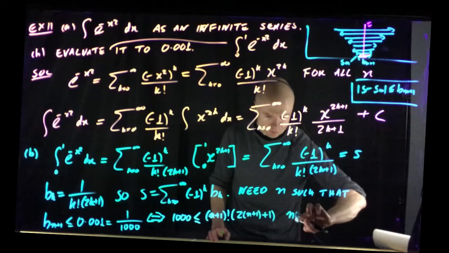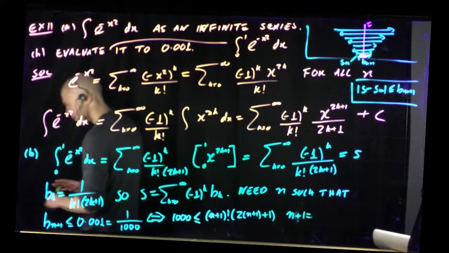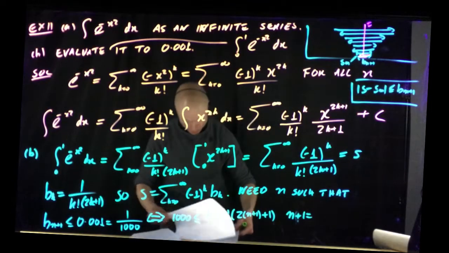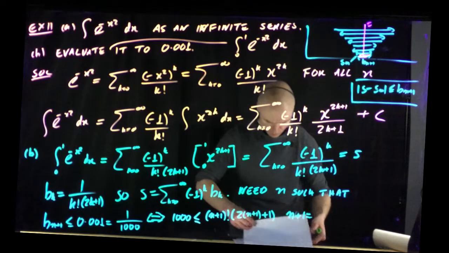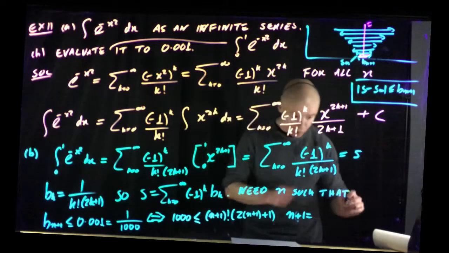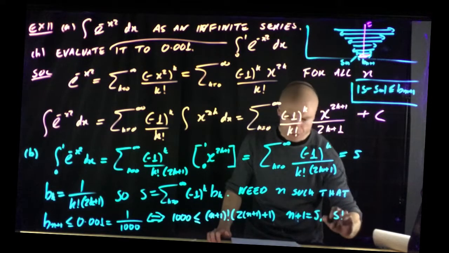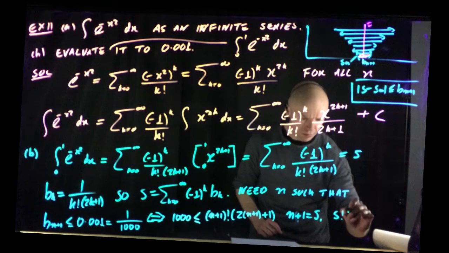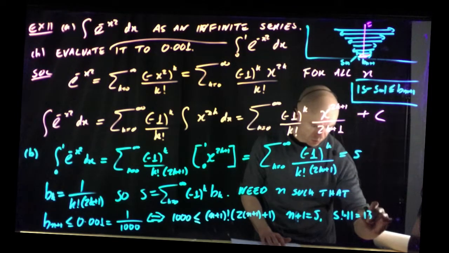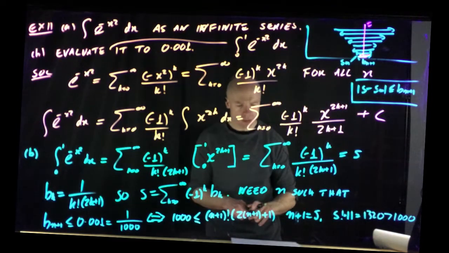So actually, let's write it like this. Suppose we have n plus 1 equal to 5. Then we would have 5 factorial times 11, which is equal to 1320. So that's good enough, right? Because that's bigger than 1,000. We're happy with that, but maybe we can get away with less.